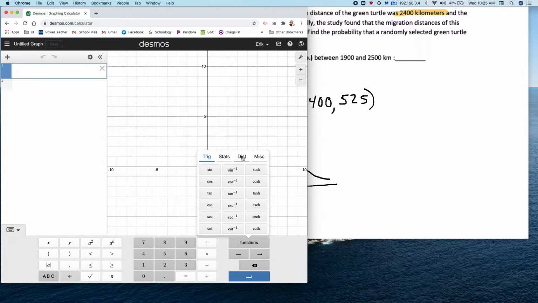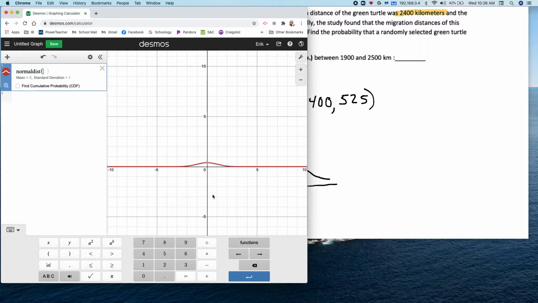We're going to click distribution because we're talking about a normal distribution. Distributions include a binomial distribution and a normal distribution. If I click normal distribution, now I get all this information right here. So here's what I'm going to do.